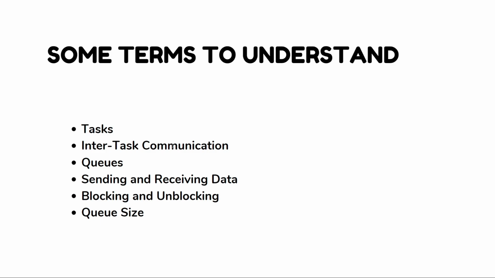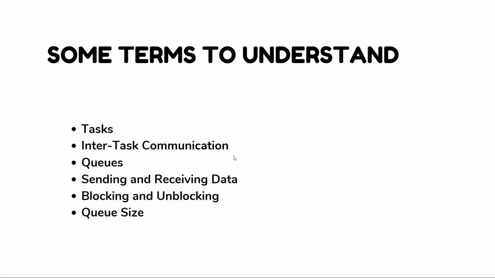Then we have queues. So what exactly is a queue? A queue is like a virtual line where tasks can wait to send or receive information. Usually it follows the first in first out principle. In our post office example, we can say that queues are like waiting areas for packages. Each worker has their designated queue where they send or receive packages.